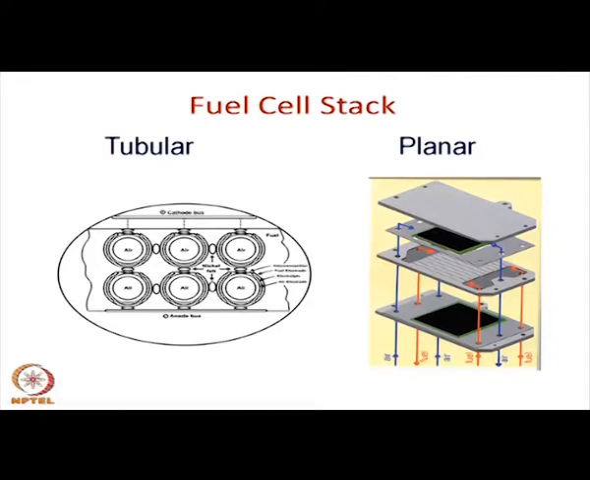Next, we have so far discussed the single cells, how they perform, how they depend on the different geometry, how they depend on different materials, and what the different structures available to us are, both in the tubular form as well as the planar form. Now, as I mentioned earlier, the open circuit voltage of each single cell is a little more than 1 volt, and it normally operates at about 0.7 to 0.8 volts.